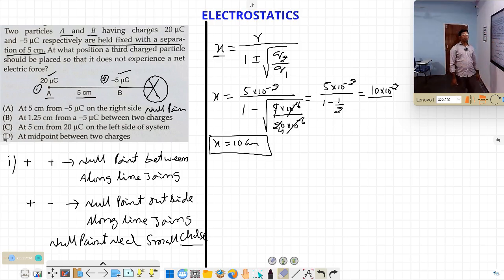X value 10 centimeters means from which charge? First charge. What is the first one? This is the 20 microcoulomb is the first one. So from the first one, this null point is formed at a distance of x is 10 centimeters.